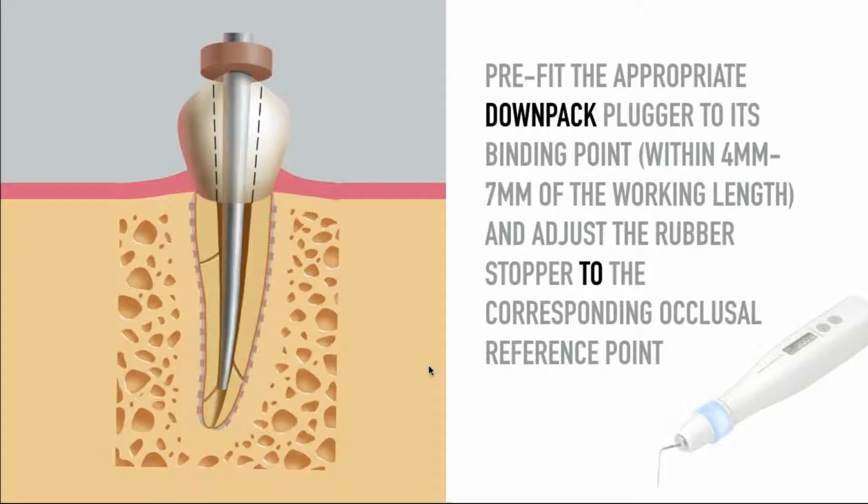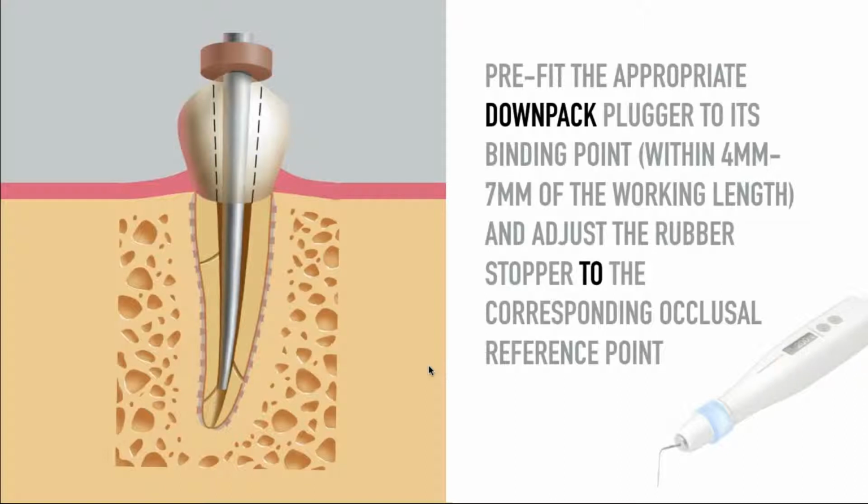So we pre-fit our appropriate down pack plugger to its binding point, and then we adjust the rubber stopper to the corresponding occlusal reference point. So when I'm down packing, I'll know exactly how far the tip of my plugger is by virtue of how far my rubber stopper is from the corresponding occlusal reference point. So if my rubber stopper is 2 millimeters coronal to my occlusal reference point, I know the tip of my plugger is 2 millimeters coronal or short of my binding point.